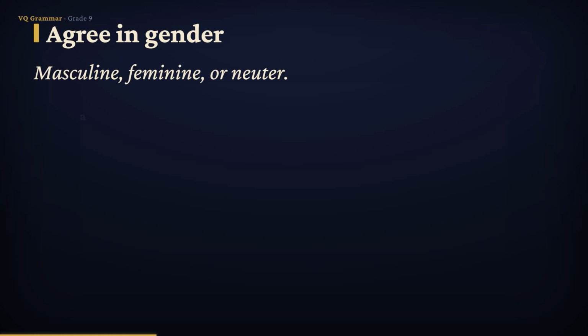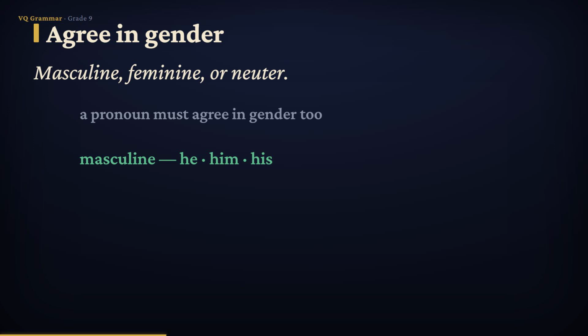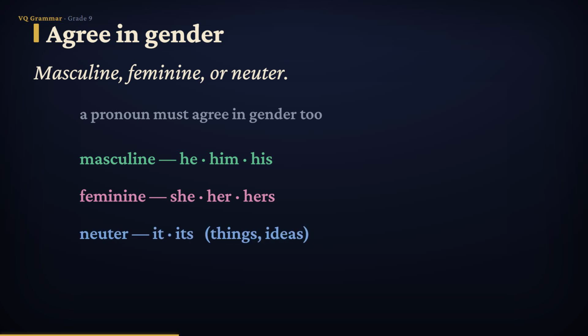A pronoun also has to agree with its antecedent in gender. English sorts gender into 3 buckets. Masculine, he, him, his, for a male. Feminine, she, her, hers, for a female. And neuter, it and its, for a thing, an animal we don't personalize, or an idea. So when Diana raises her hand, we use her, because Diana is feminine.